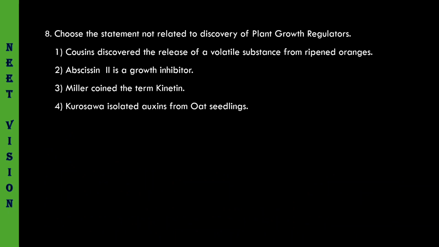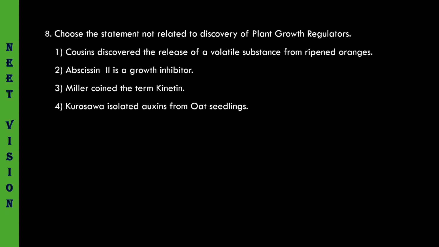Coming to the next question. Choose the statement not related to the discovery of plant growth regulators. Cousins discovered the release of a volatile substance from ripened oranges. That is related to the discovery of ethylene. Correct one only. Abscisic acid is a growth inhibitor. Absolutely true. Abscisic acid, dormin, inhibitor B. These are growth inhibitors related to abscisic acid.